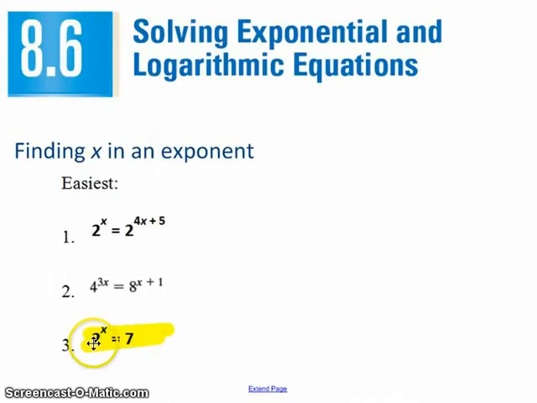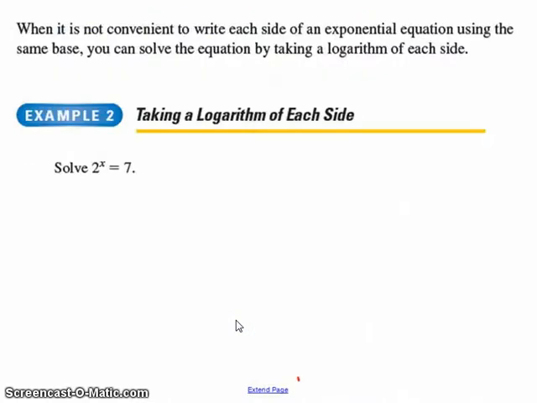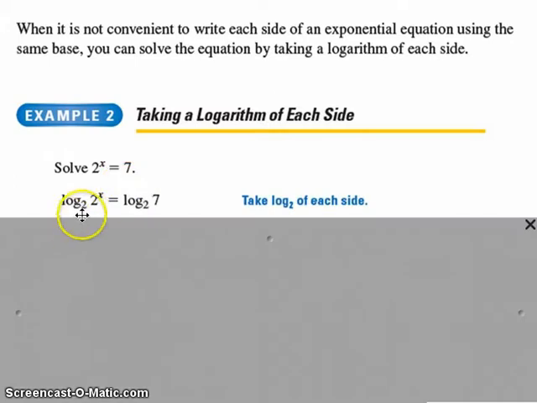Okay, the third and hardest example that the textbook walks through is best solved making use, as I promised, of the lessons from chapter 8.4, the inverse properties. Let's look at it this way. As the textbook says, when it's not convenient to make both sides match, what you ought to do is turn 2 to the x into log base 2 of 2 to the x. Really what you're doing is turning the left side into a log with matching bases.